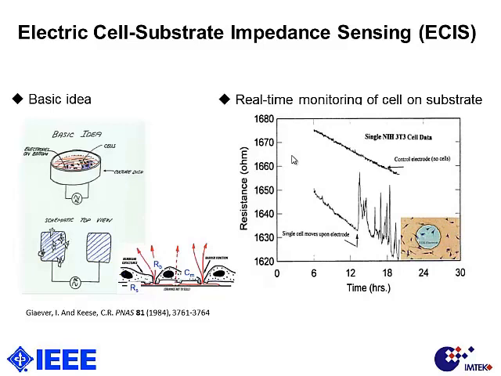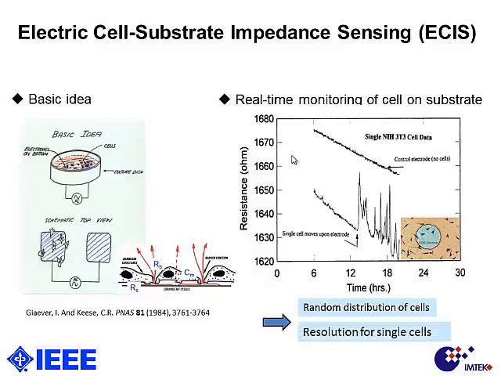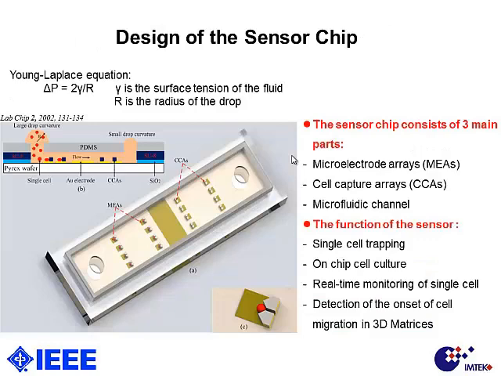But when they measure, they also seed cells on top of the electrode randomly. So that's why we need single cell analysis. Based on that motivation, we designed our chip to measure with only 1 cell.